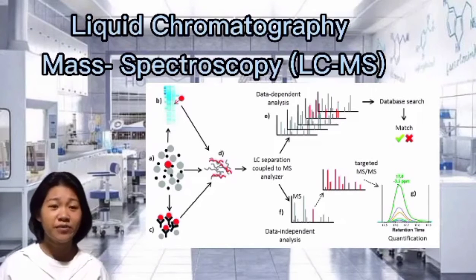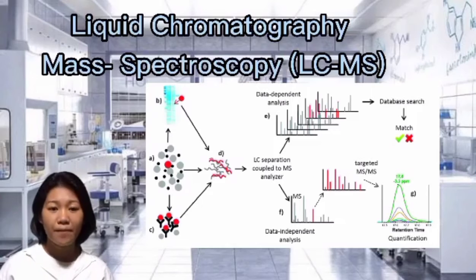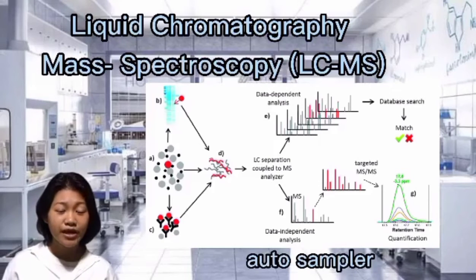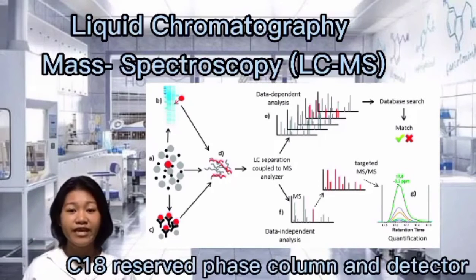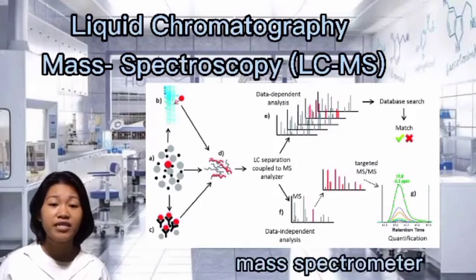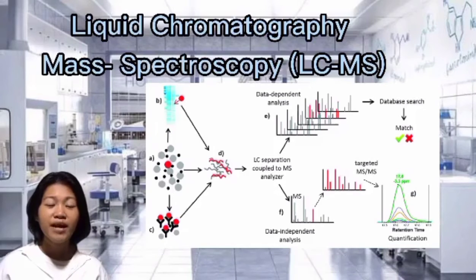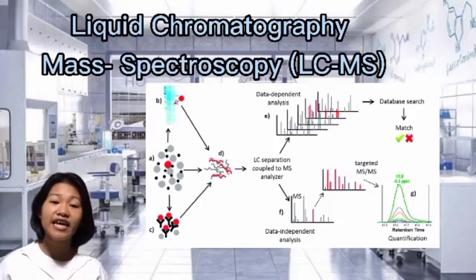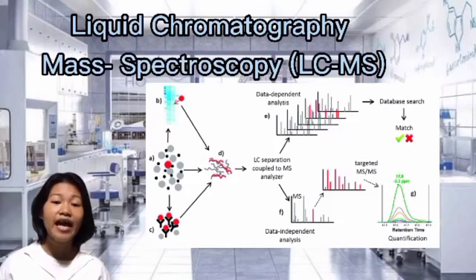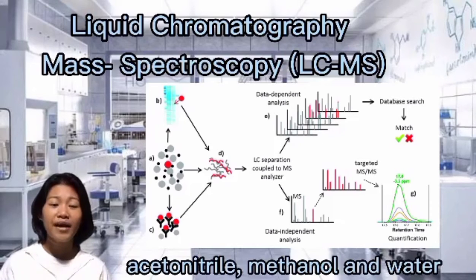Fourth is liquid chromatography mass spectrometry, which combines the separation power of liquid chromatography with the ability of mass spectrometry to characterize compounds. The instrumentation system consists of a binary pump, an autosampler, a C18 reversed phase column, and two detectors, a UV detector and a mass spectrometer. The mass spectrometer only has an ESI source available. This technique is applicable for samples soluble in acetonitrile, methanol, and water.